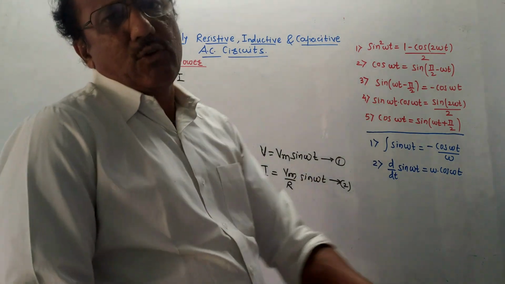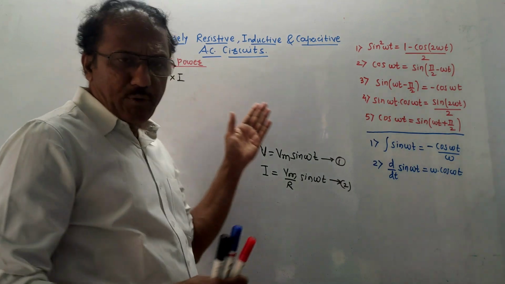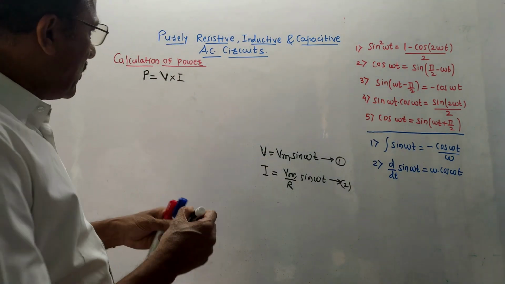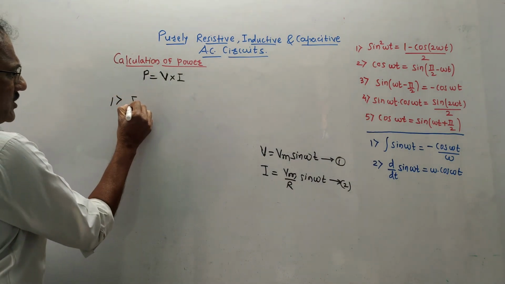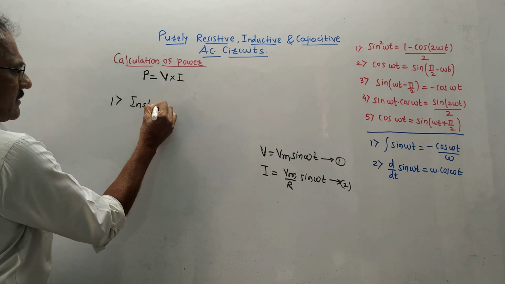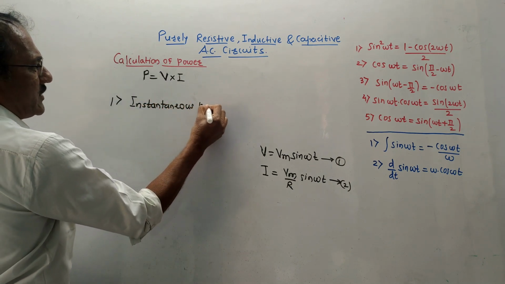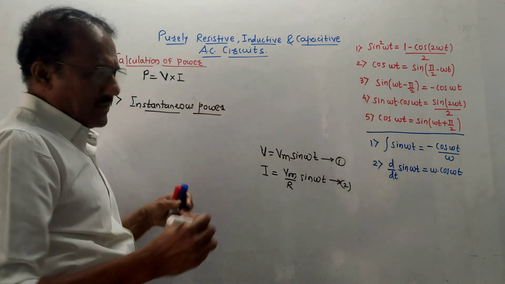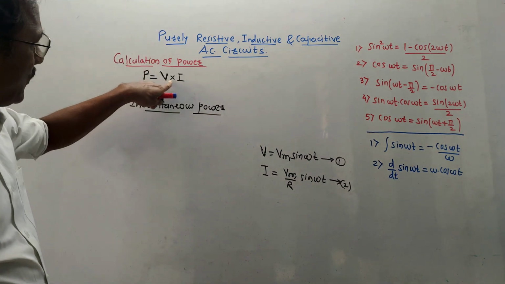From the exam point of view, a question can be asked separately to derive the expression for power in the case of a purely resistive circuit. Now, as far as power is concerned, there are two parts. First part is calculation of instantaneous power, and the second is calculation of average power. The basic equation of power is P equals V into I.